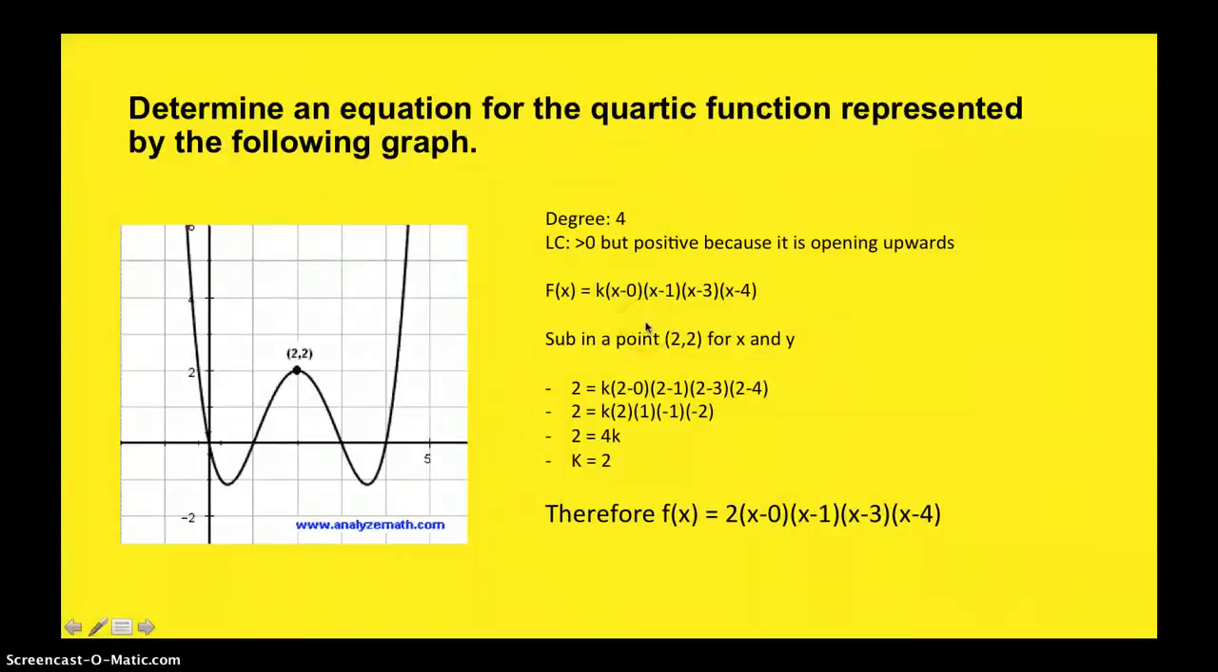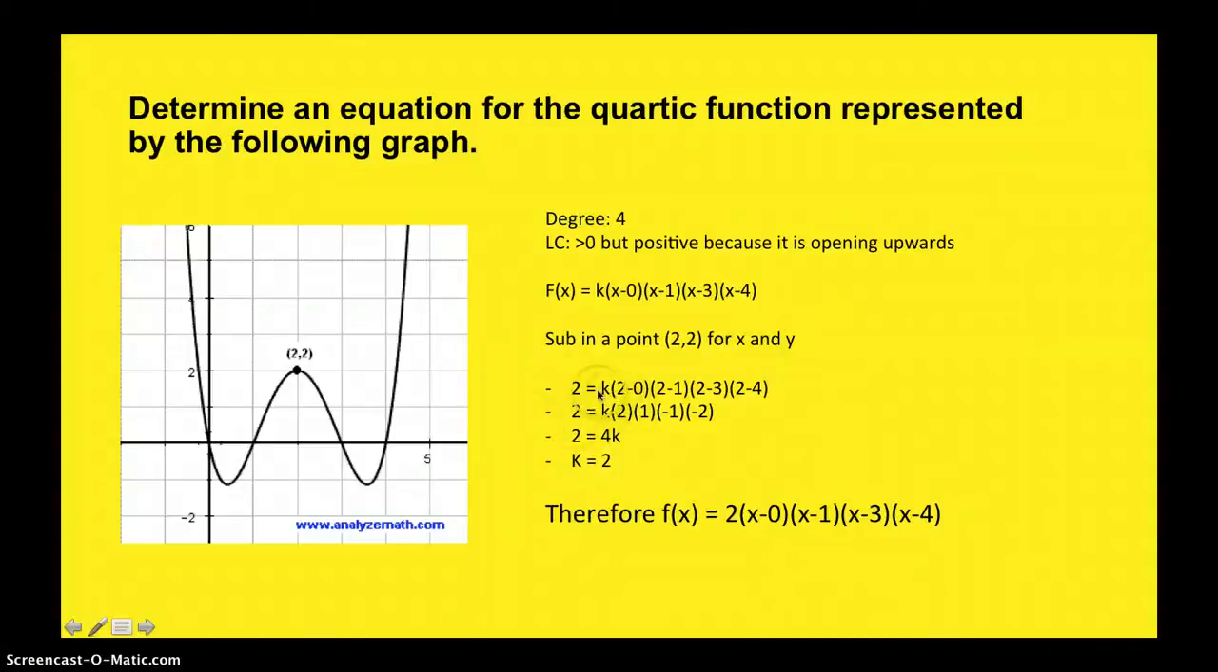Determine an equation for the function represented by the following graph. So the degree is 4, the leading coefficient is more than 0, and the parent function is k(x minus 0)(x minus 1)(x minus 3)(x minus 4). So you choose a point on the graph and then you solve for x and y.